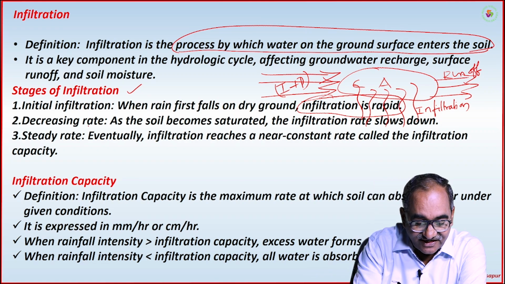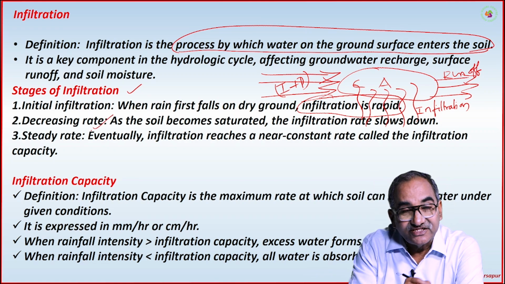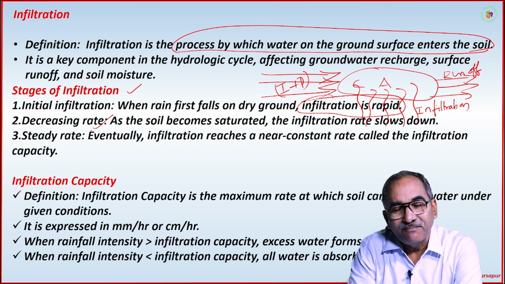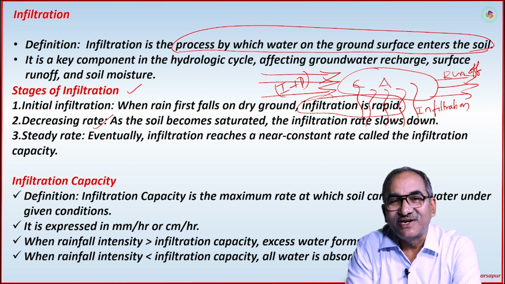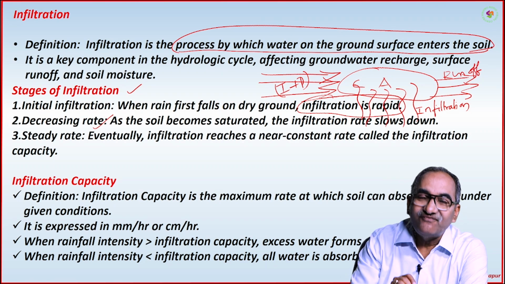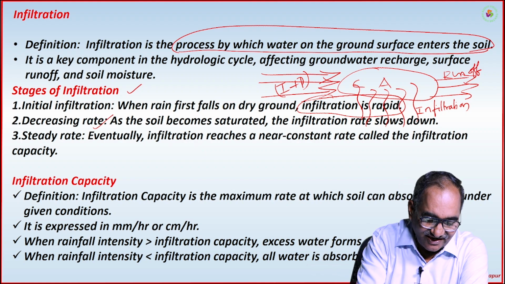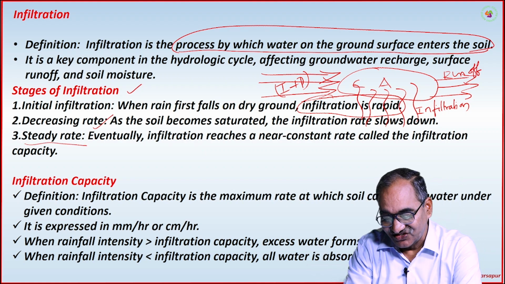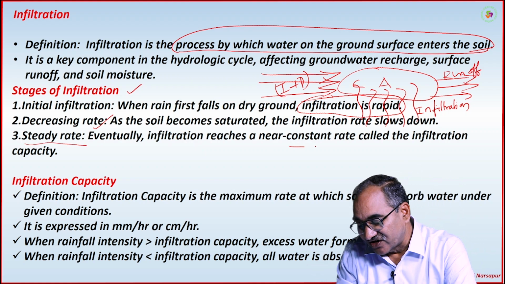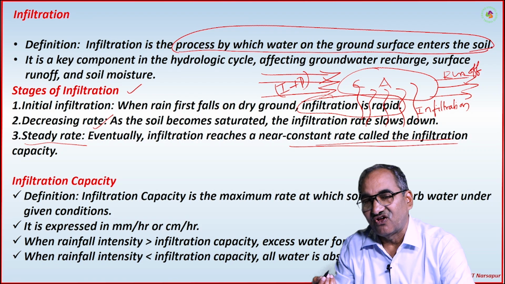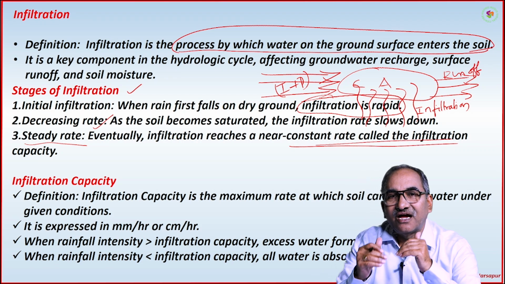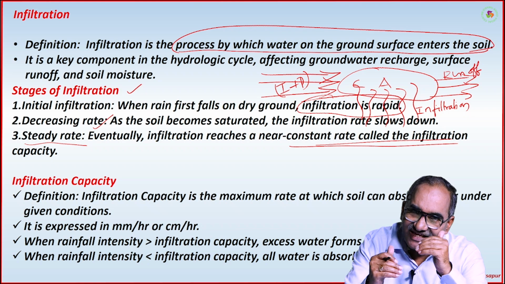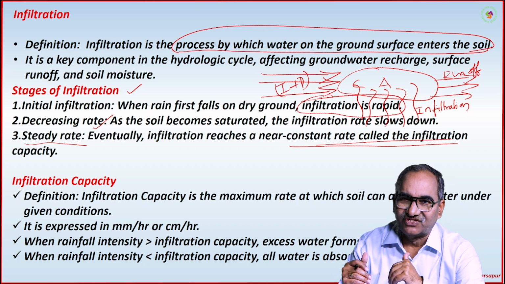Kindly remember, this decrease is at an exponential rate, and after some time naturally it reaches the steady state. That means a constant rate of infiltration after that. So this is how infiltration takes place into the ground surface.